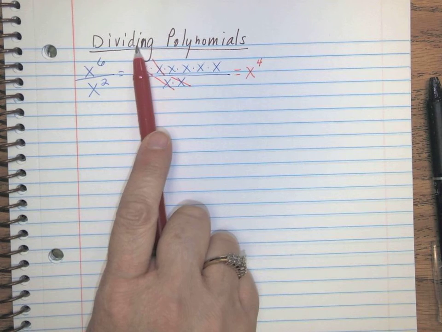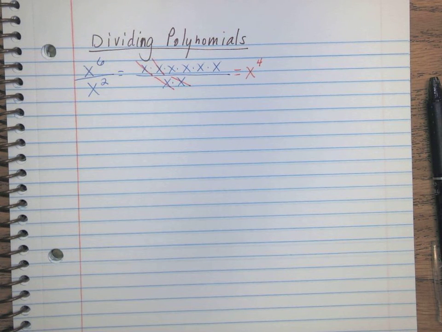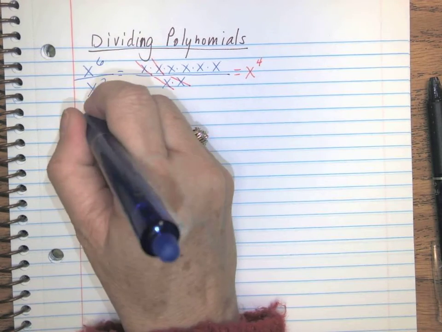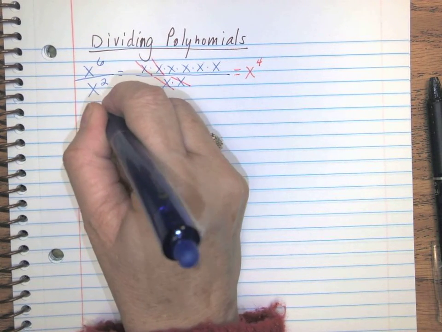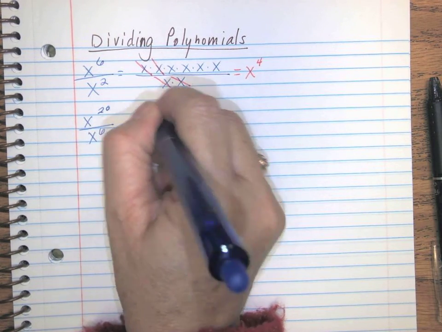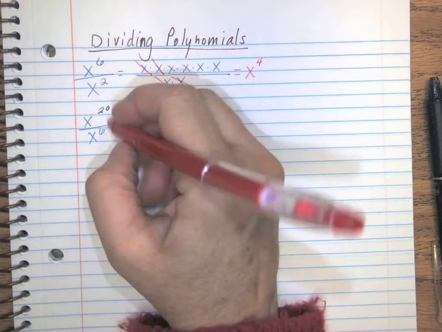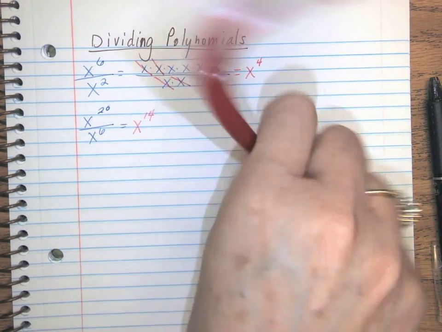So the division rule is opposite of the multiplication rule. The division rule is to subtract the exponents. It's that simple. So let's do another one. Let's do x to the 20 divided by x to the 6. We don't want to draw out 20 x's and 6 x's and cancel, so we can use the rule that all we do is subtract.